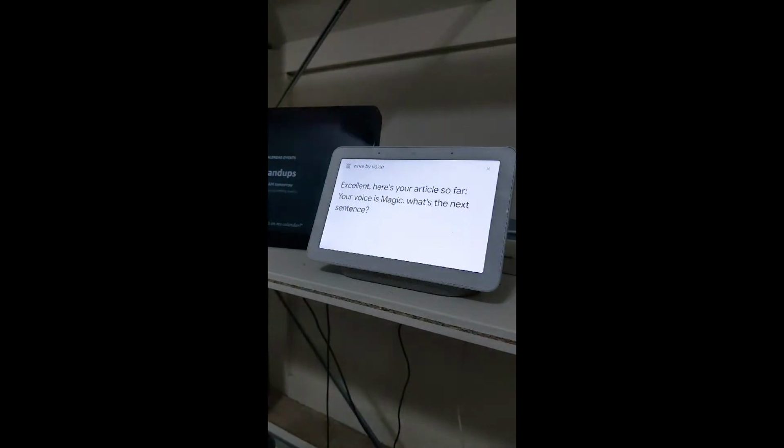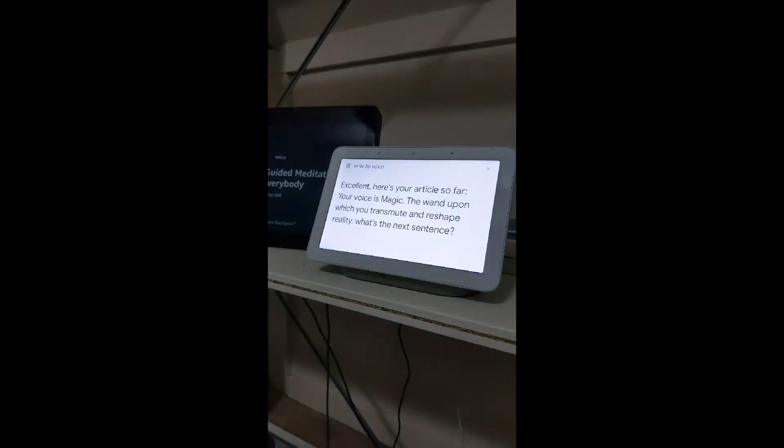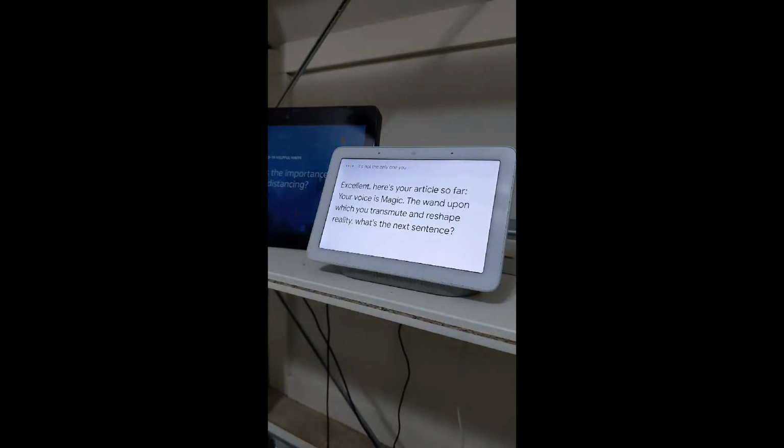Excellent, here's your article so far. Your voice is magic. What's the next sentence? The wand upon which you transmute and reshape reality. Excellent, here's your article so far. Your voice is magic. The wand upon which you transmute and reshape reality. What's the next sentence? It's not the only wand you use, period. One piece of the tapestry.